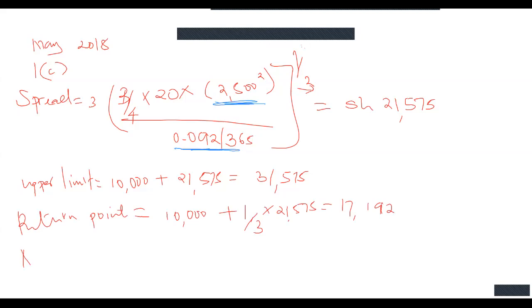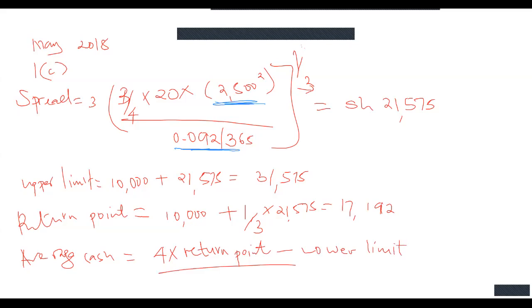Then you need to get the average cash balance, which is given as 4 times the return point, minus the lower limit, we divide by 3. I don't know whether these formulas you need to cram, but generally once you do one or two examples, they become easy to do, okay? So 4 times the return point, minus the lower limit, we divide by 3. So 4 times the return point, we have it here, 17,192, minus the lower limit, which is 10,000, we divide by 3.